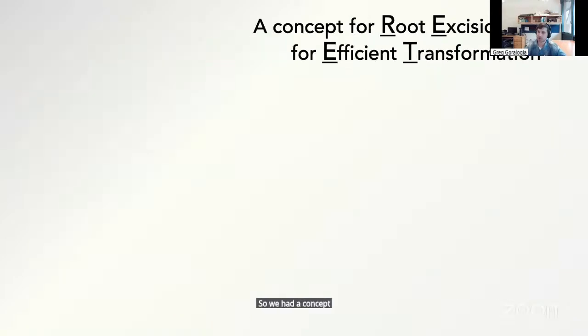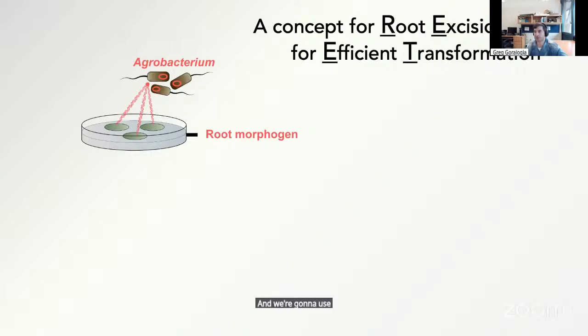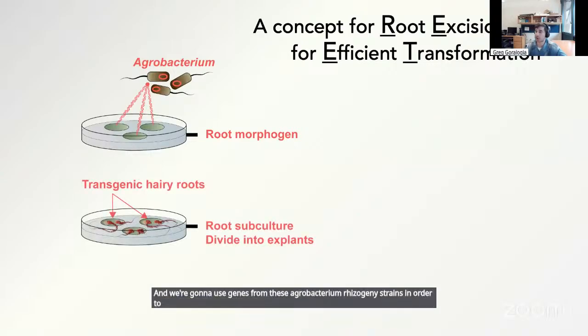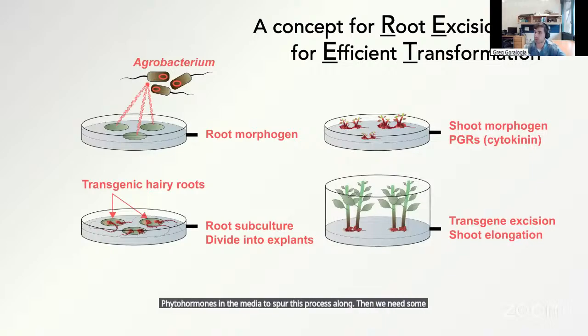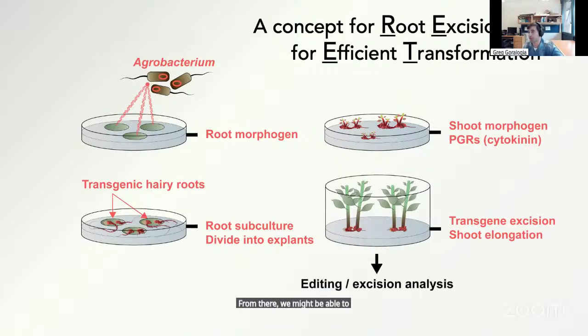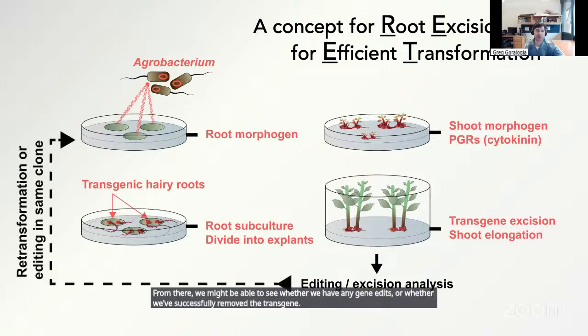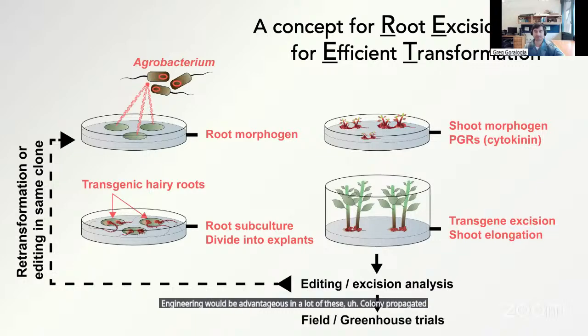So we had a concept that we term RESET, in which we use these hairy root genes as morphogens in plant transformation. It might look something like this. We use Agrobacterium, and we use genes from these Agrobacterium rhizogenes strains to produce transgenic hairy roots in culture. Then we might use morphogens that help induce shoots from those root tissues, or in addition, potentially use phytohormones in the media to spur this process along. Then we need some method to remove these genes somatically from these tissues and regenerate whole plants. From there, we can see whether we have any gene edits or whether we've successfully removed the transgene. The benefit of this system is that we might be able to retransform the same clone again, which in terms of engineering would be advantageous in many of these clonally propagated species, and from there move on into the field.